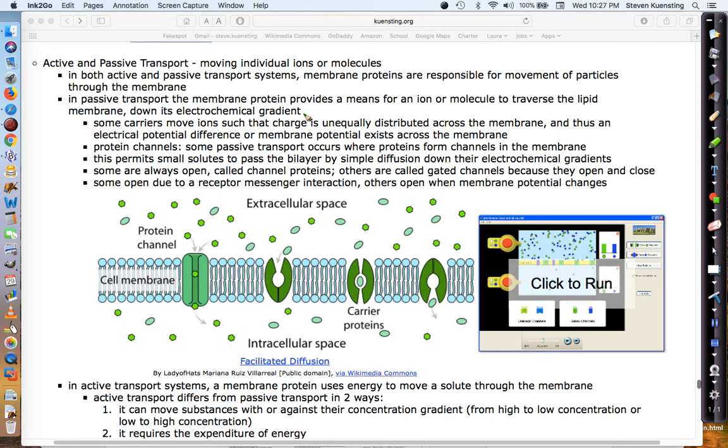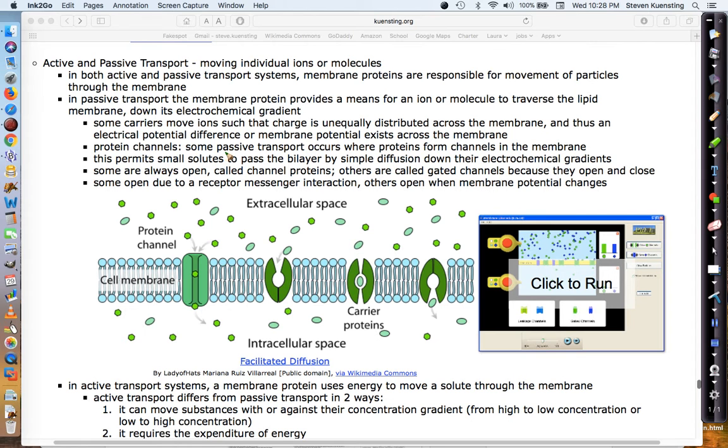In passive transport, the membrane protein provides a means for an ion or a molecule to traverse the lipid membrane down its electrochemical gradient. So an ion always wants to be going where it's oppositely charged on the other side, and it wants to go down its concentration gradient too. It wants to spread itself out. Some carriers move ions such that charge is unequally distributed across the membrane, and thus an electrical potential difference, or membrane potential, exists across the membrane, and I'll show you that in just a minute.